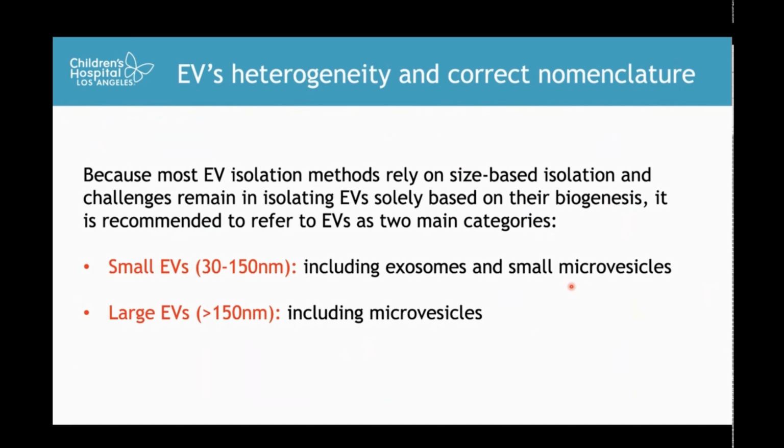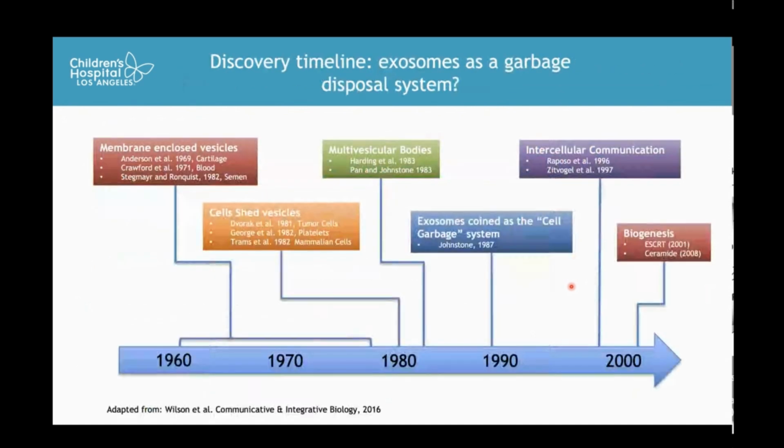So it tends to be more accurate to refer to these two categories as small EVs, between 30 to 150 nanometers, which includes exosomes and the small microvesicles budding from the plasma membrane, and large EVs, over 150 nanometers, which encompass the larger type of vesicles, including the microvesicles and ectosomes.